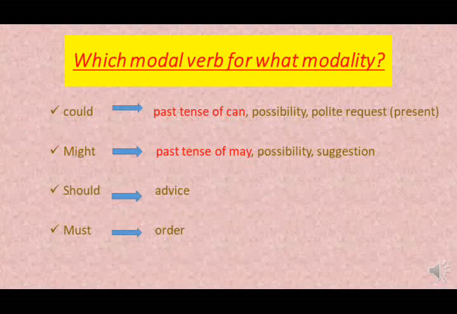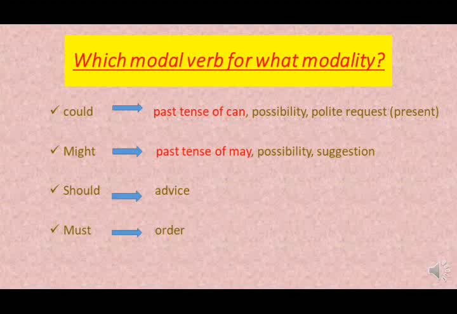Could. Yes, could is the past tense of can. As we read can, could is the past tense of can, and it is used to show the mood of possibility, and it is used to show the mood of polite request in present tense. You may ask, could is the past tense, so how can it be used as a present tense? There is an example which will help you understand.